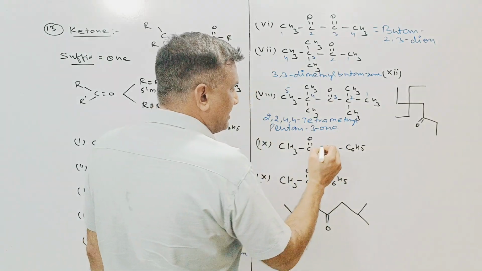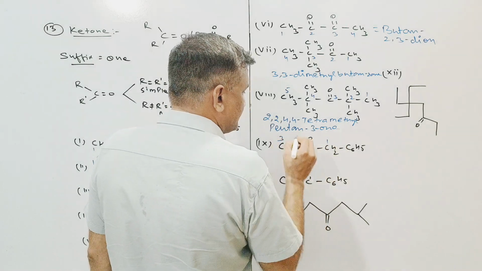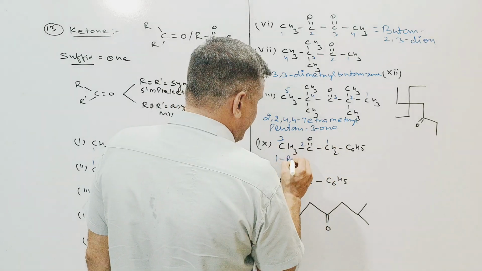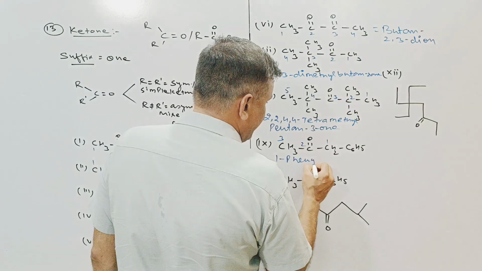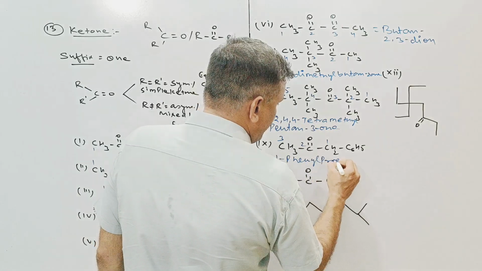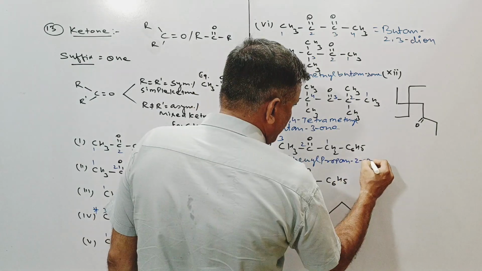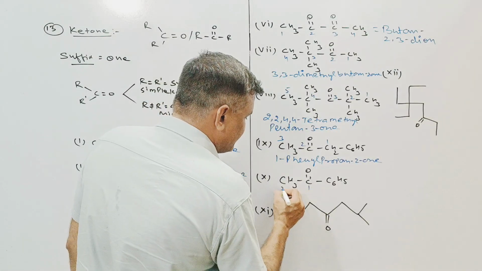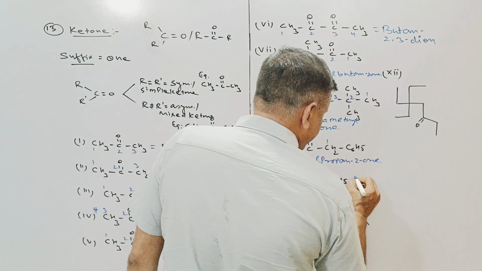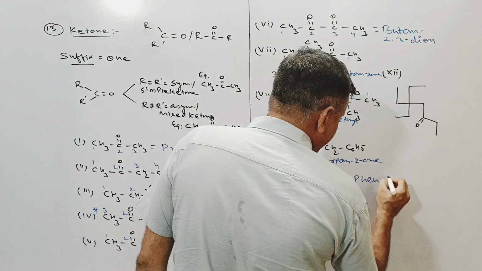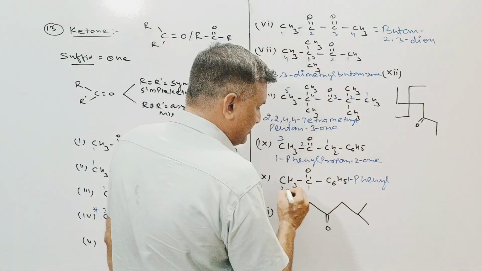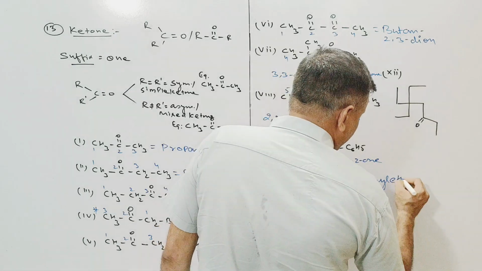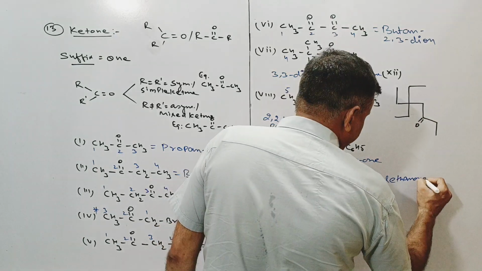For this it will be counting from this side. So at number 1 position there is phenyl. So this is 1-phenyl, and propan-2-one will be the name. Now the next compound is your 1 and 2 compound. So this is called phenyl, or you can say 1-phenyl also. And there are 2 carbons in the chain, so it is called ethanone.